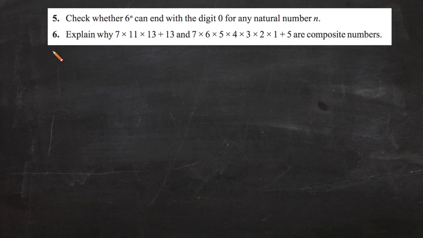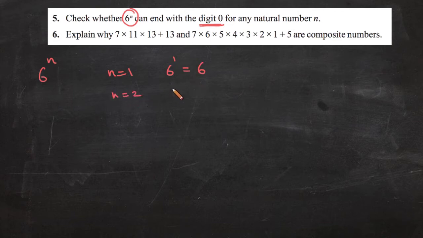Let's try to solve two questions from NCERT class 10th chapter real numbers. So the first question says that check whether 6 to the power n can end with the digit 0 for any natural number n. So basically what we have is 6 to the power n, and n can be any natural number. If n is 1, the number that we are talking about would be 6.